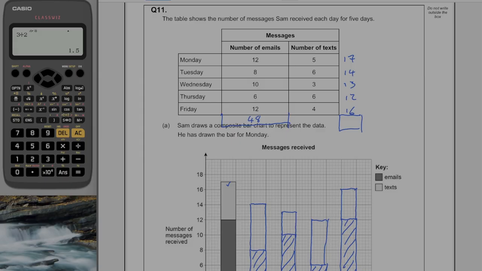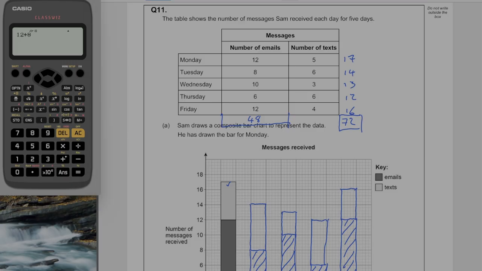And I make, adding in pairs, that pair would add up to 30. That pair would add up to 30. So 60, 72. Let's just double check both those figures though. 12 plus 8 plus 10 plus 6 plus 12 does add up to 48, and 17 plus 14 plus 13 plus 12 plus 16 does add up to 72.